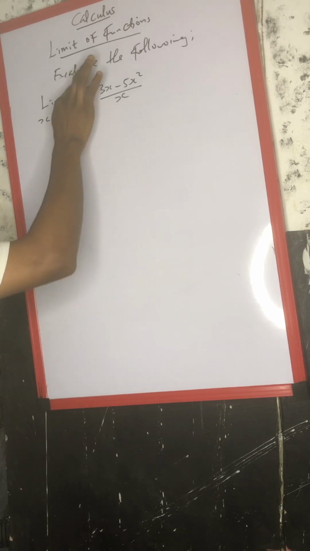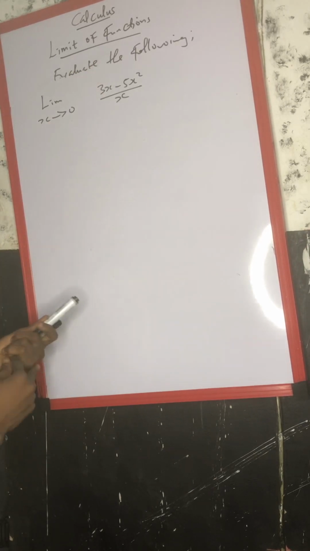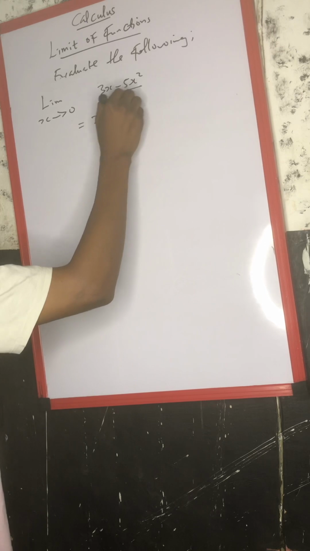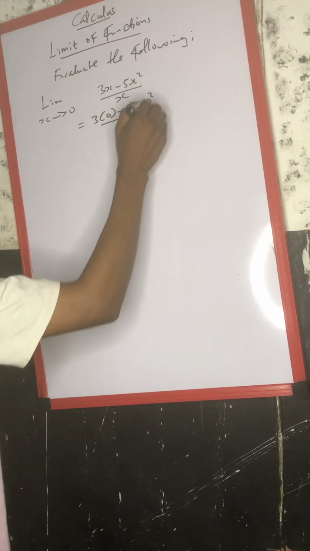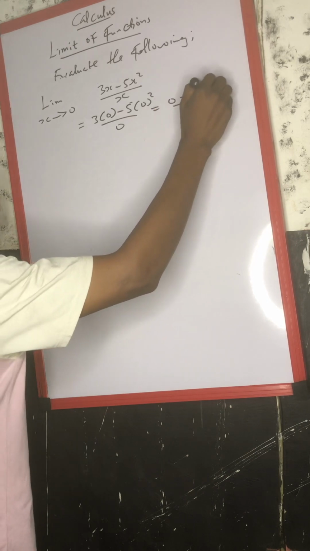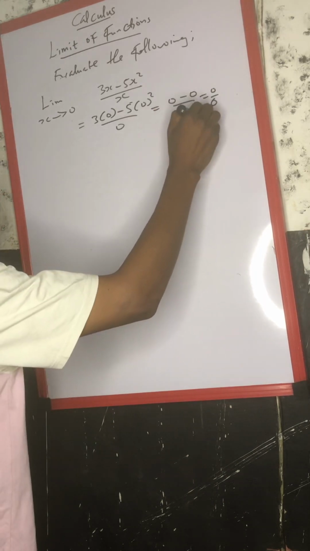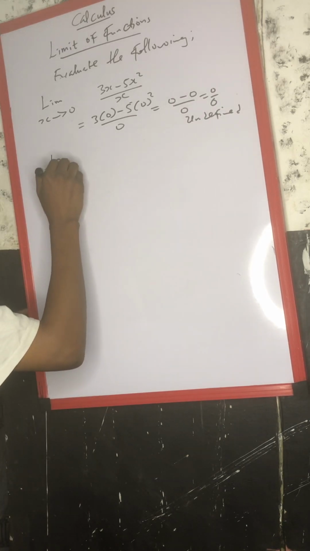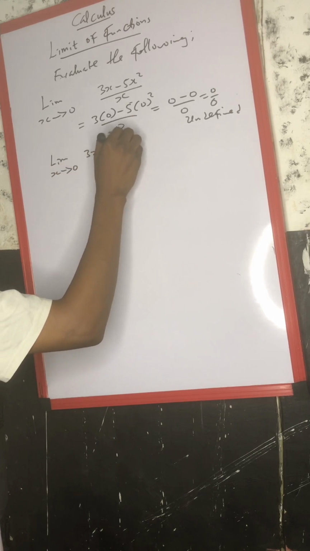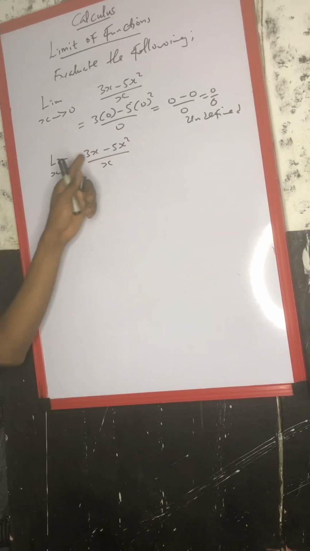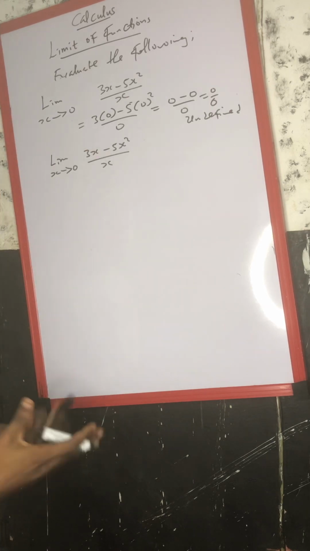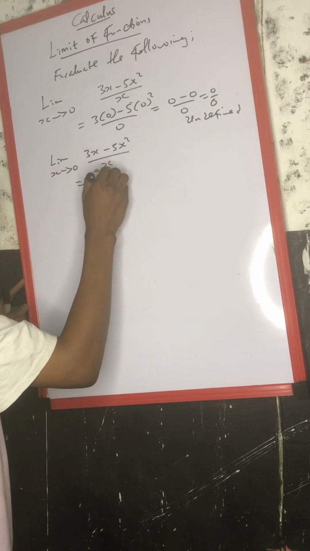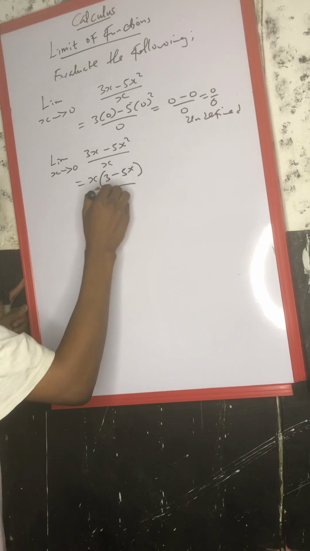Alright, we have another question here: (3s - 5s squared) all over s. This is the same thing as 3(0) - 5(0) squared all over 0. We get 0 minus 0 over 0, that is 0 over 0. 0 over 0 means undefined. Alright, so we have the limit as s approaches 0 of (3s - 5s squared) all over s. If you observe, s is common. I can easily factor out s. If I bring out s, I'll be left with 3, and if I bring out s, I'll be left with minus 5s, then all over s.